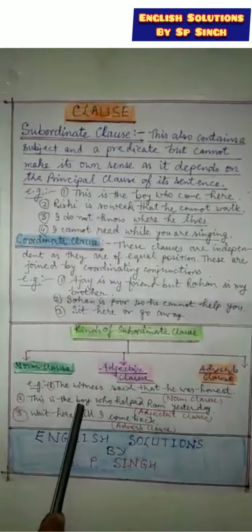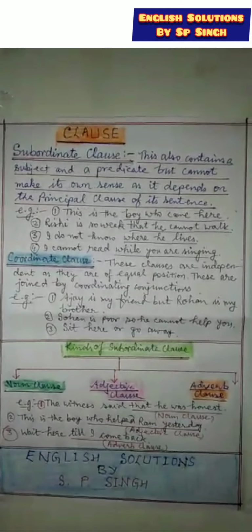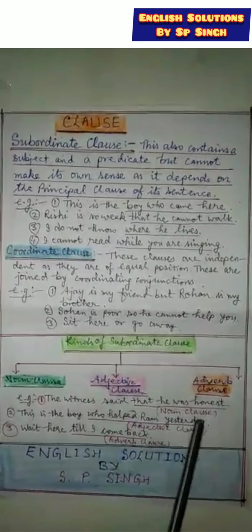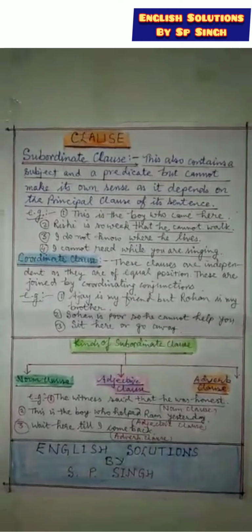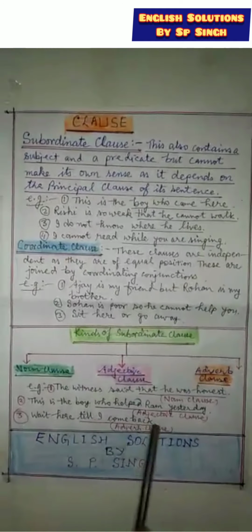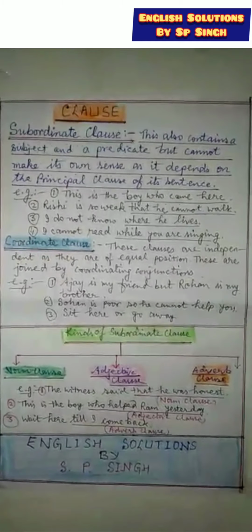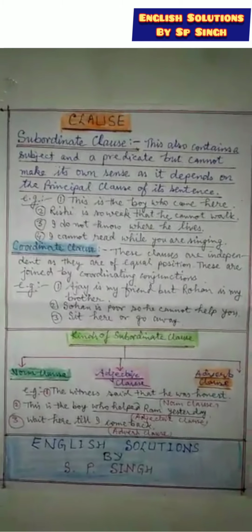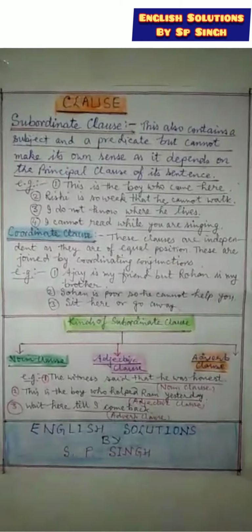Next: this is the boy who helped Ram yesterday. Who helped Ram yesterday is the adjective clause because it is qualifying the subject. Third is: wait here till I come back. If the clause is doing the function of an adverb, then it is known as an adverb clause. So this was a very initial level introduction to clauses. If you learn it, it is very easy to get started and you can revise further.